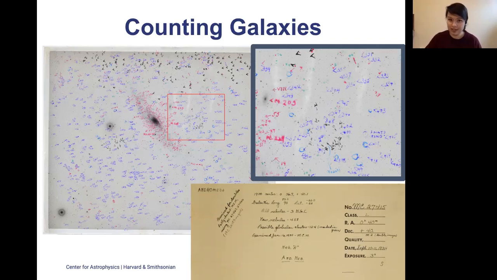And if it was fuzzy, they would mark it and put a number next to it, because they were literally counting how many they could find in this area. On this plate, MC 27415, in the middle, we have Andromeda again, but all of these little tick marks with numbers that are surrounding it, most of them are in blue or purple. Those are all suspected galaxies.